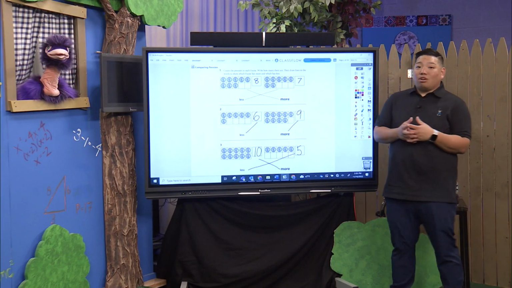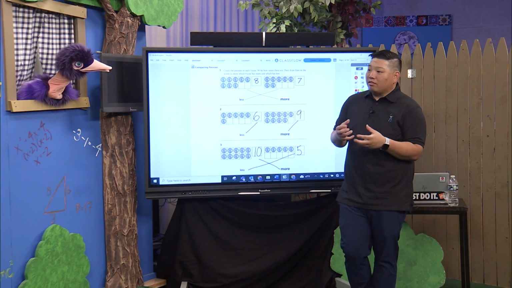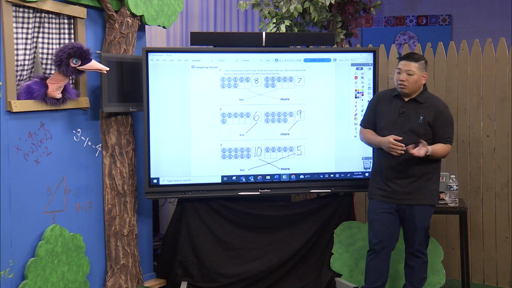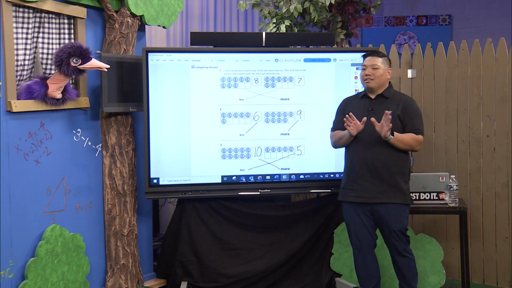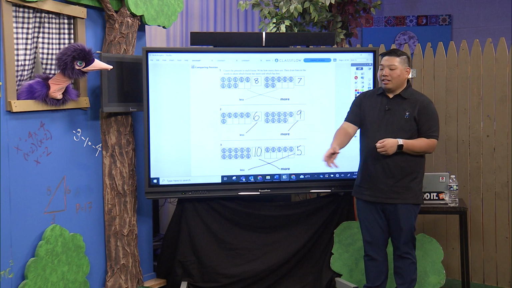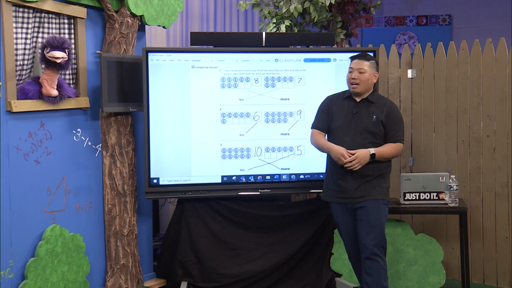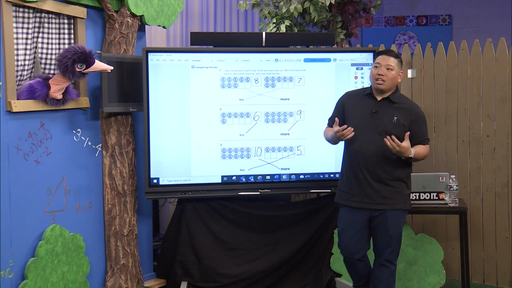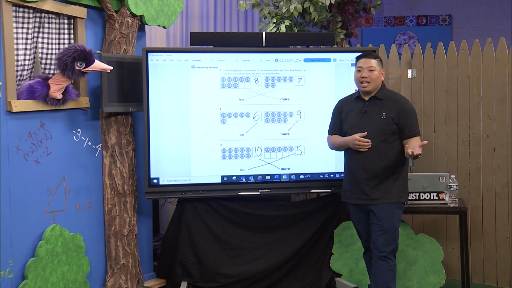Another thing you guys can do at home with these is if you want to take a bunch of counters out, or cereal, well, make sure you have your parents' permission to do this. Put it out there and count how many you have in one hand and count how many you have in the other hand and start thinking about which one is more, which one is less.